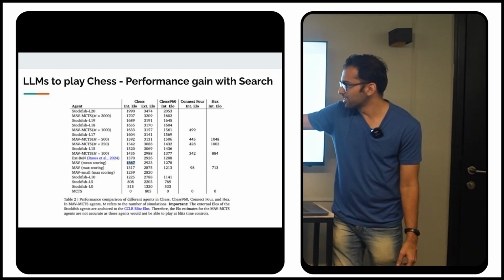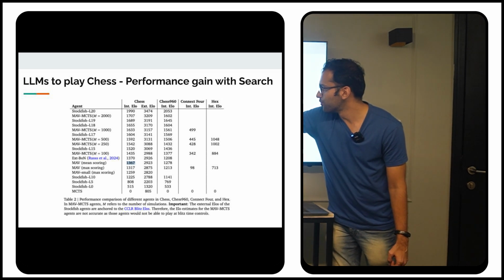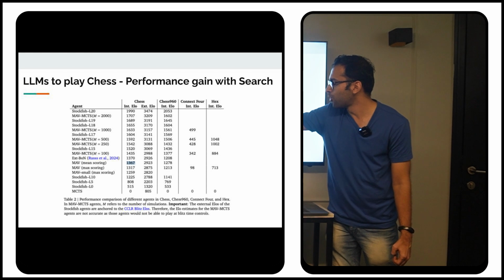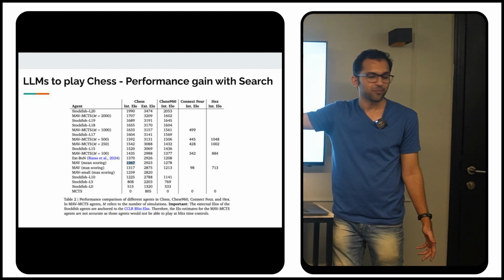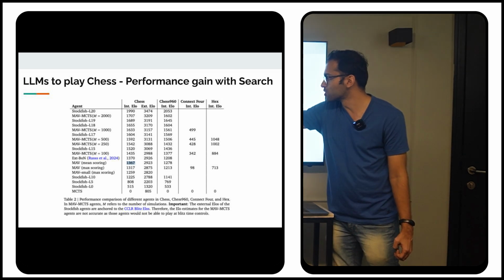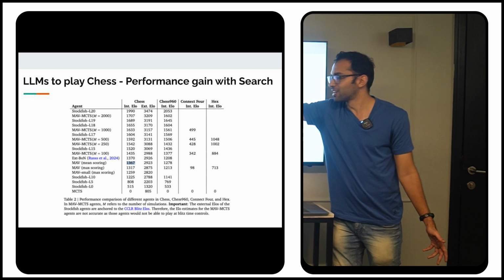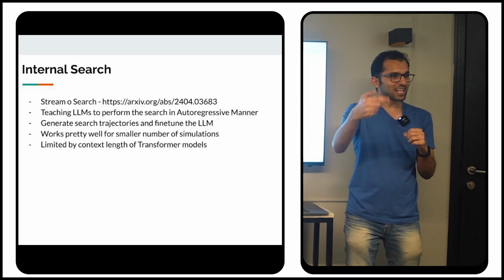But this is your general pre-trained transformer. Once you do MCTS with 100 simulations, you get at least around a 100 ELO score bump. And if you increase your simulations to 2000, you get a significantly higher, international-level ELO bump. So you can do this externally.